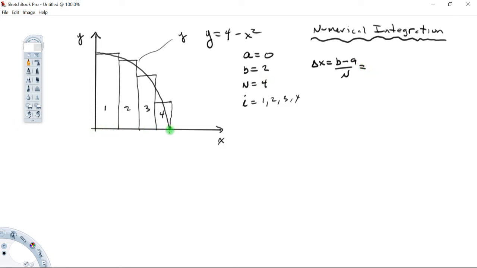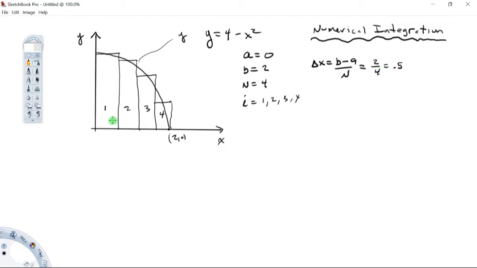This was the point 2, 0, and I'm dividing it into 4 pieces. So this is going to be 2 over 4, which is 0.5. This will vary case by case. And you'll notice that the larger the value for n you choose, the smaller your delta x will be. I'll talk a little bit later in the video about your approximation and how to make it better.